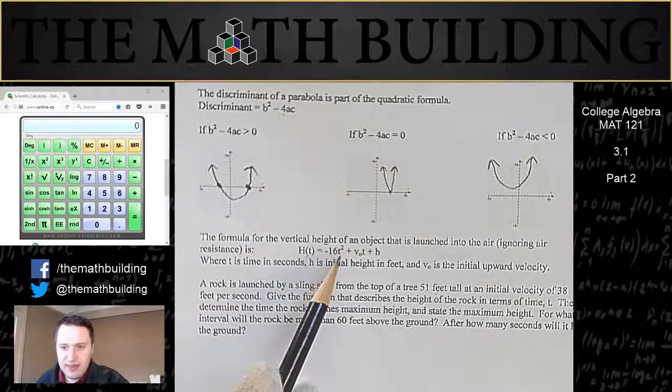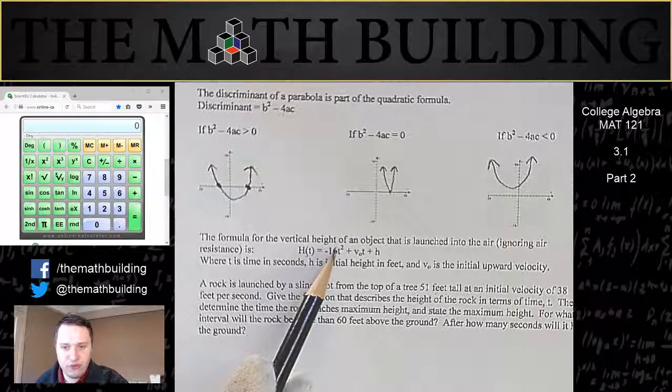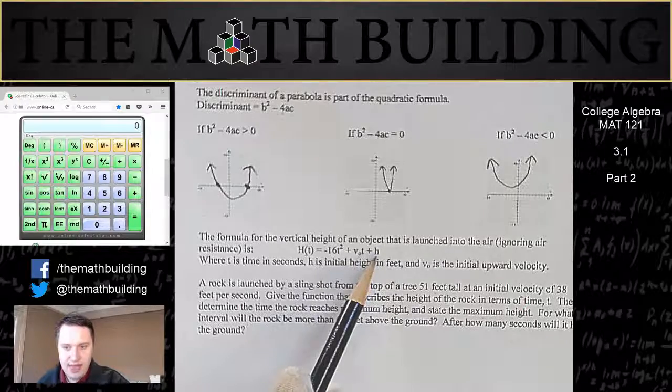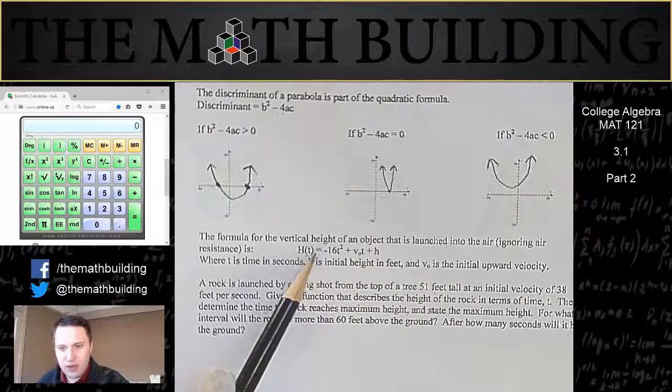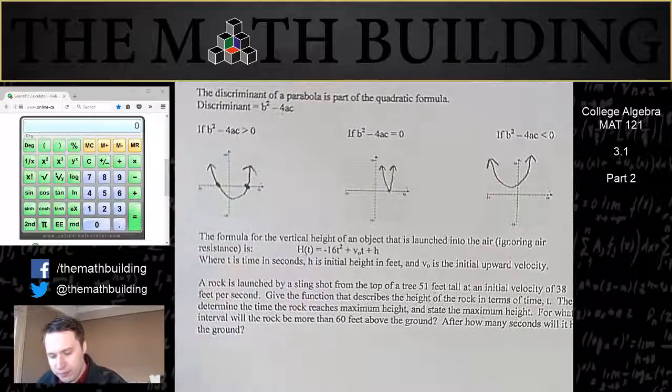It's negative 16t squared, and this negative 16 comes from the force of gravity, plus the initial velocity, that's what v0 means, initial velocity, plus your starting height. And so we can use this formula to really accurately predict the vertical trajectory of objects. It's kind of cool that it's actually this simple. Gravity is actually not too difficult to solve.